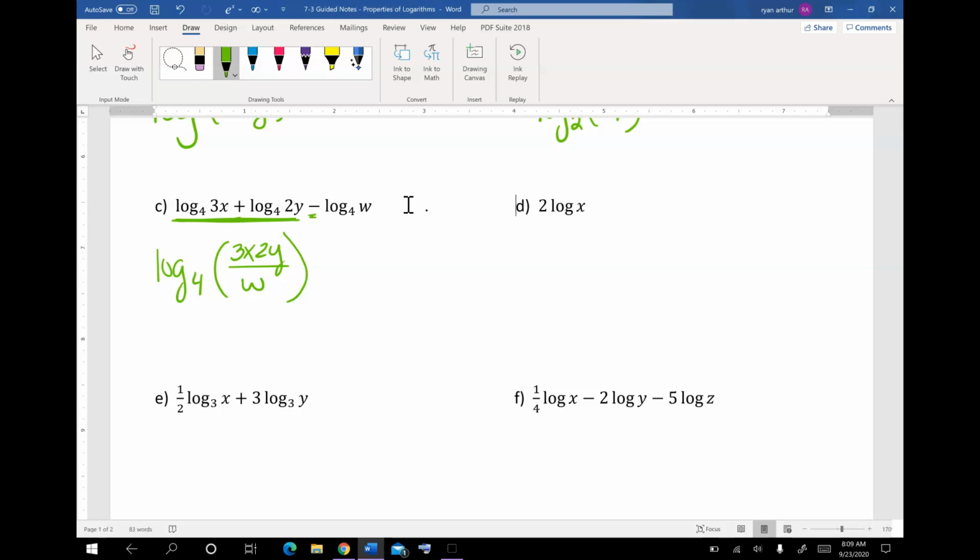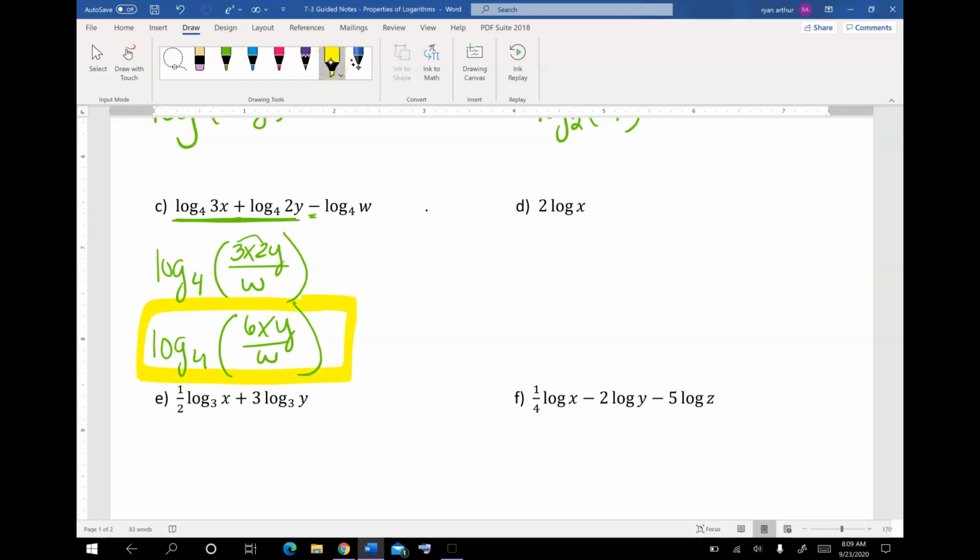Now you can clean this up inside, and I would like you to clean it up inside. I can say 3 times the 2, and I can say log base 4 of 6xy divided by w. Okay, so that is really and truly your final answer. So clean it up if you can. All right, the next one.